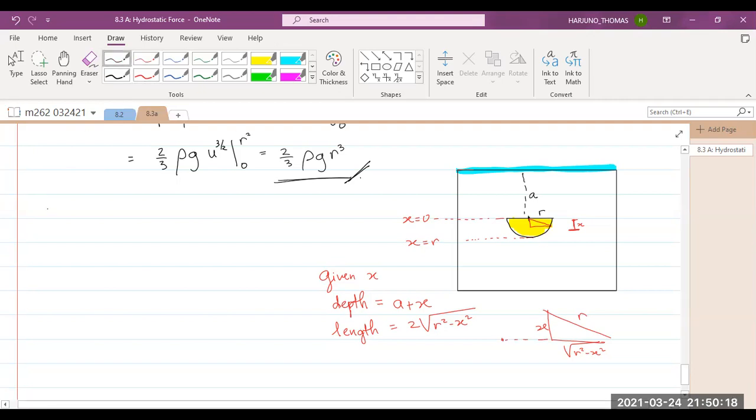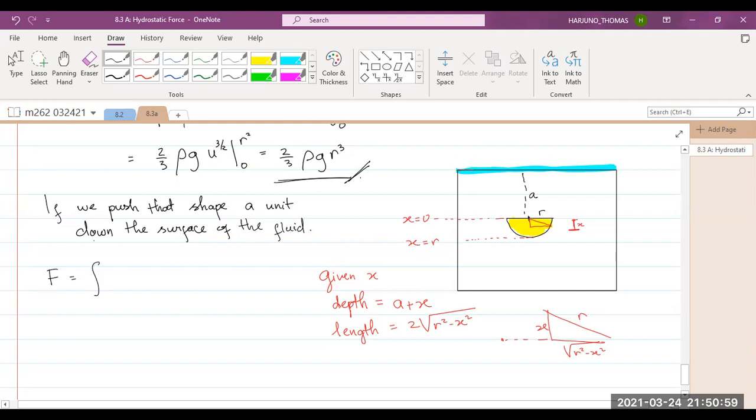Okay, so if we push that shape a units down the water, or the surface of the fluid, in case it's not water, then the force will be the integral from 0 to r of rho g times (a plus x) times 2 square root of r squared minus x squared dx.